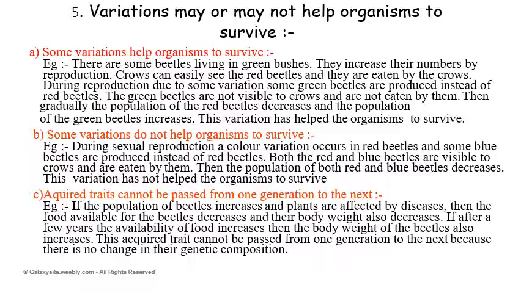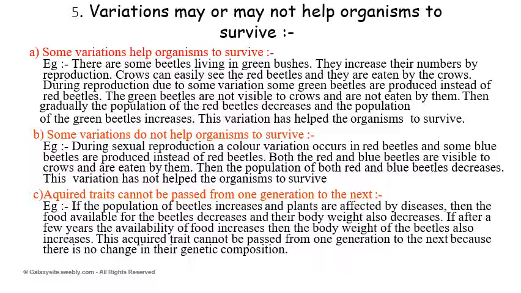Some variations do not help an organism to survive. For example, during sexual reproduction, a color variation occurs in red beetles and some blue beetles are produced instead of red beetles. Both red and blue beetles are visible to crows and eaten by them. Then the population of both red and blue beetles decreases. This variation has not helped the organism to survive.